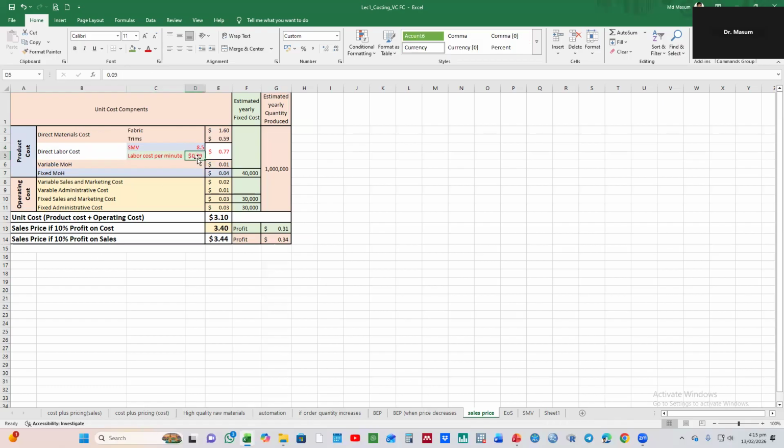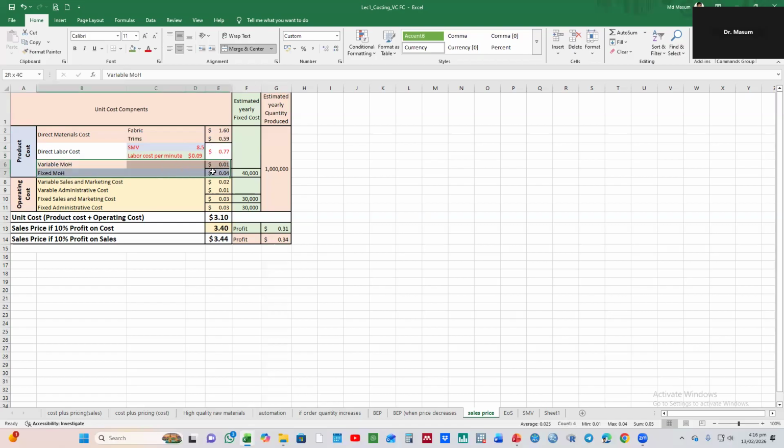So if the per minute labor cost is $0.09 and your SMV to produce that particular product is 8.5, then your labor cost will be 77. That means SMV times labor cost per unit. Your labor cost will be 77 cents.